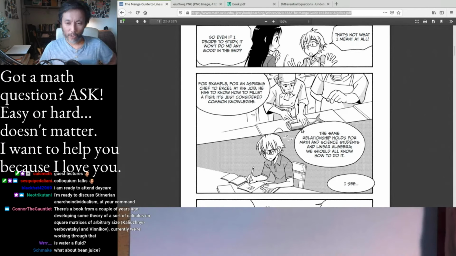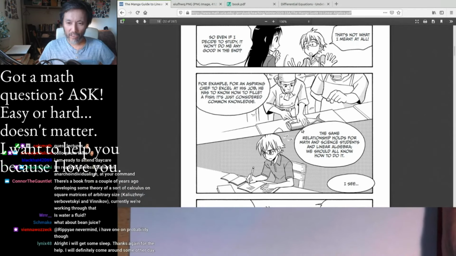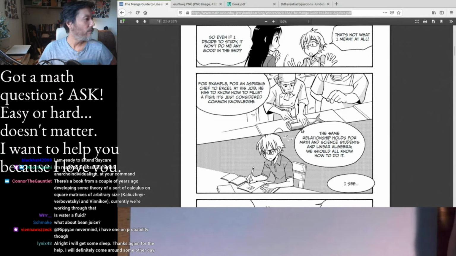There's a book from a couple of years ago developing some theory on a sort of calculus on square matrices of arbitrary size. Currently, we're working through that. Is water a fluid? No comment.